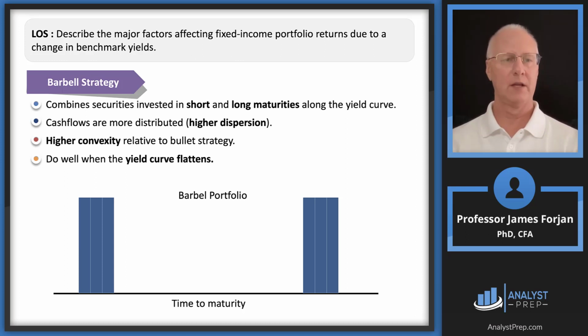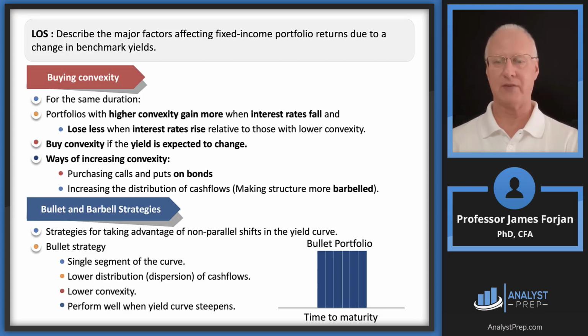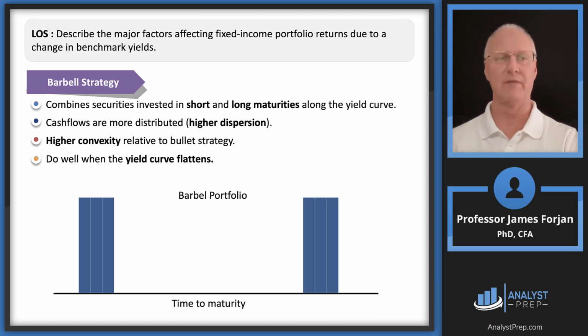Now look at the bottom two bullet points. This is important here. Higher convexity relative to the bullet from here. Let me go back here. Higher convexity. This has low convexity. This has high convexity, and this does well when the yield curve flattens, either from an upward or a downward sloping yield curve. It flattens.